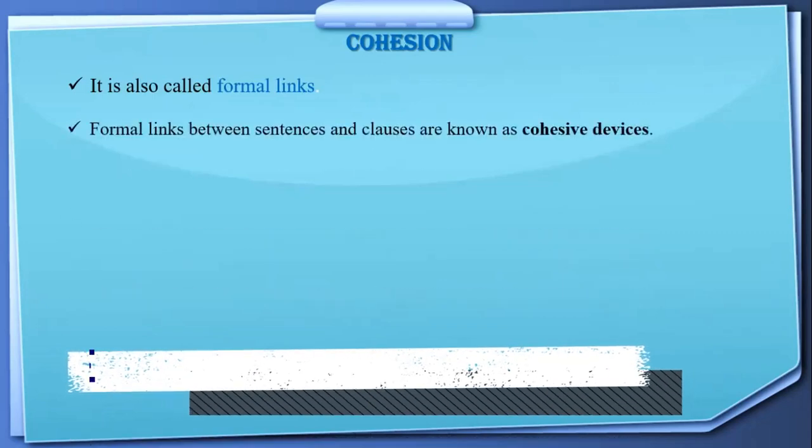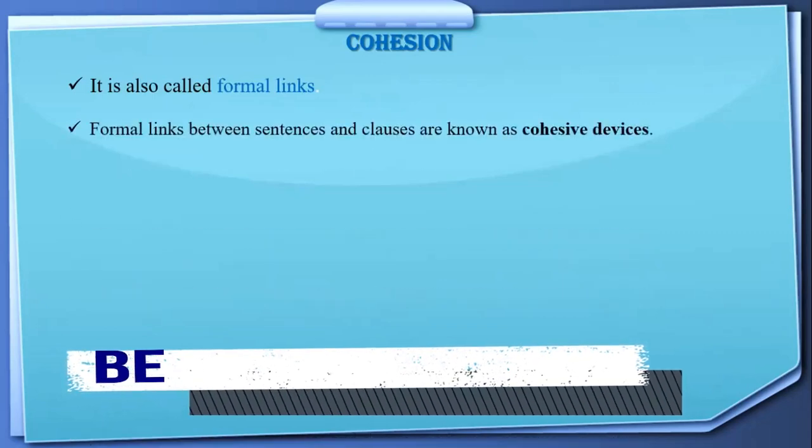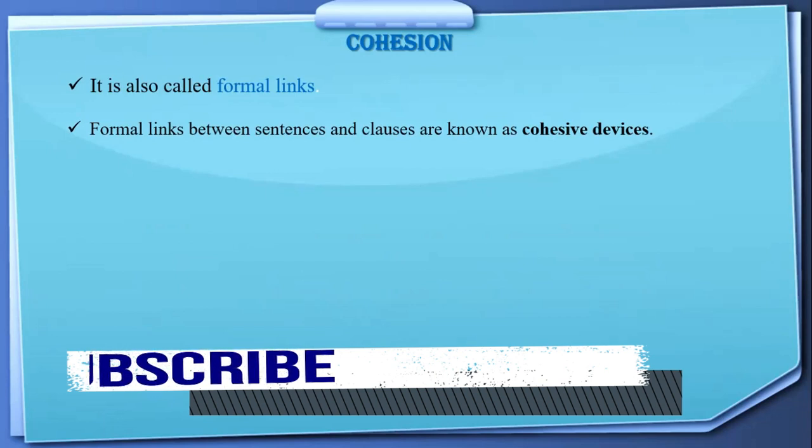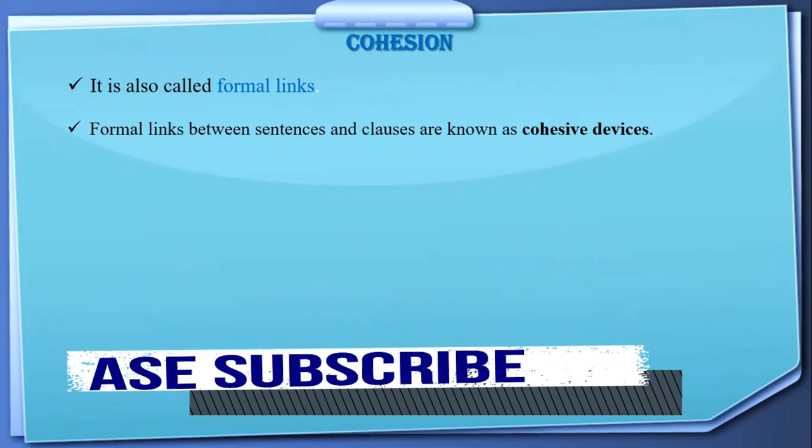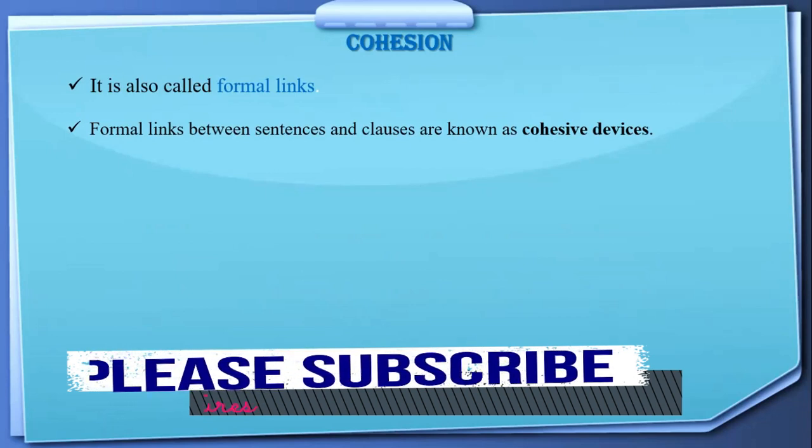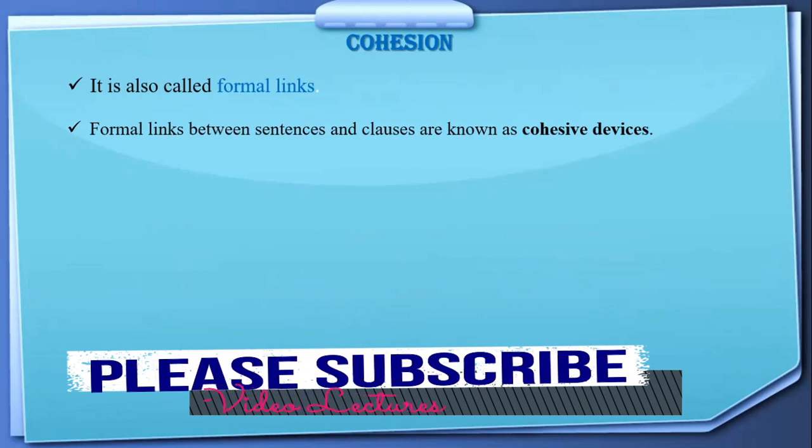When we talk about cohesion, it is also called formal links. Formal links between sentences and clauses are known as cohesive devices. So cohesion is the use of clauses or words in the text and within the sentences. There are many formal links or cohesive devices, which are the grammatical items we use.